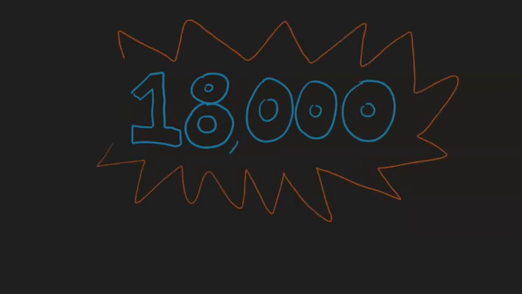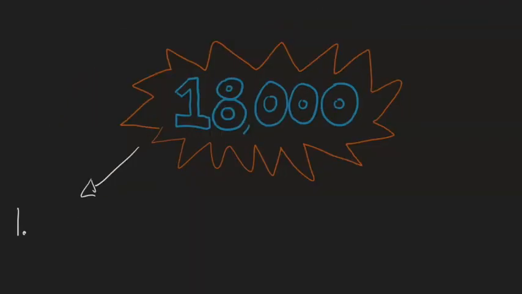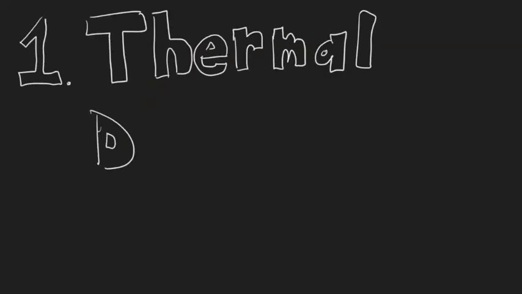In 2015, there were 18,000 operational desalination plants, and this number was projected to rise at a rate of 7 to 9% a year. Currently in industry, there are 3 main ways of desalination. The first is thermal distillation, second is reverse osmosis, and third is electrodialysis. The oldest and simplest method is thermal distillation.